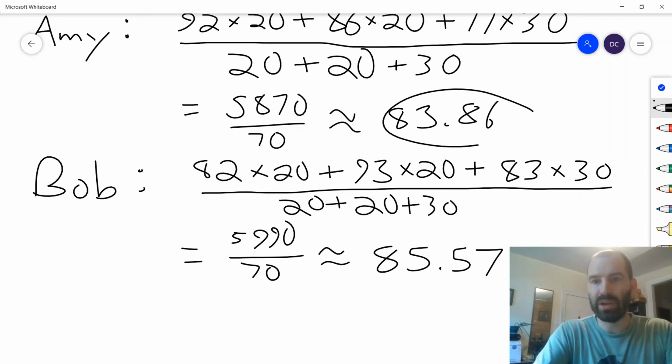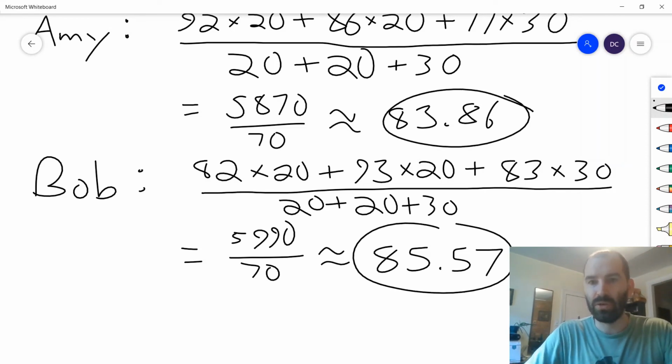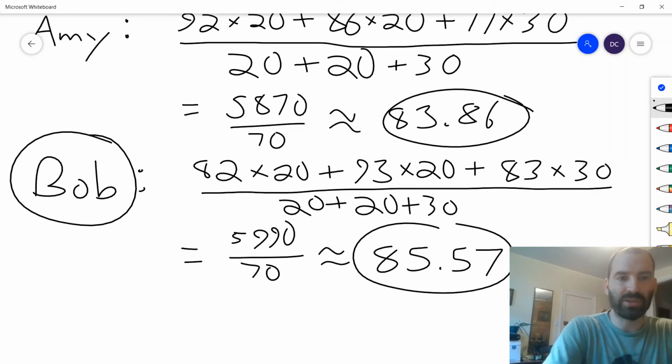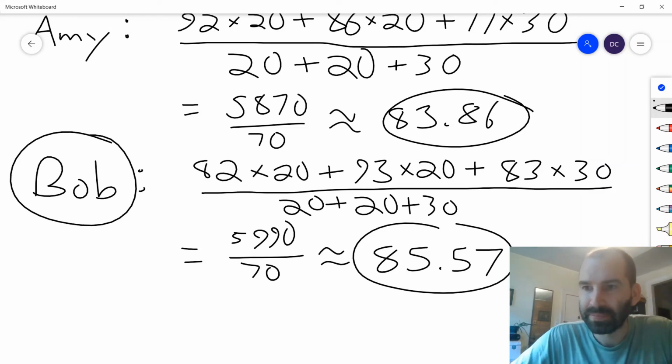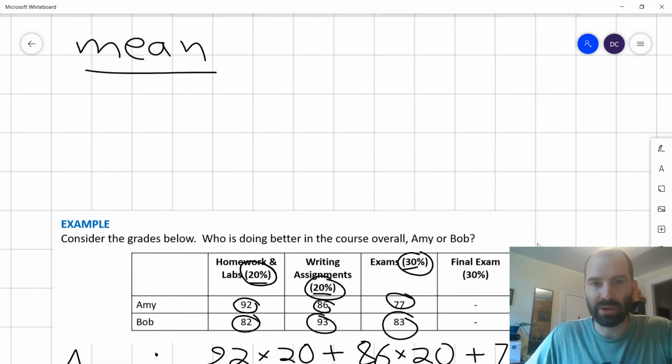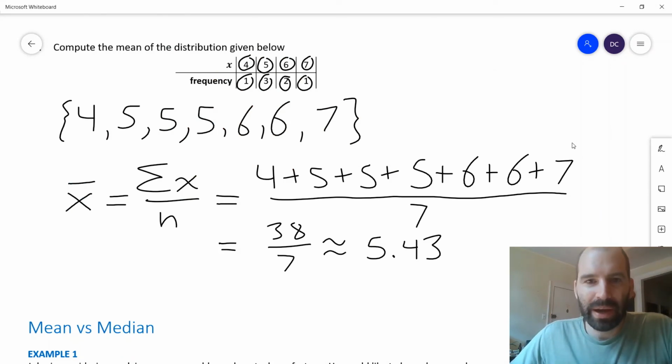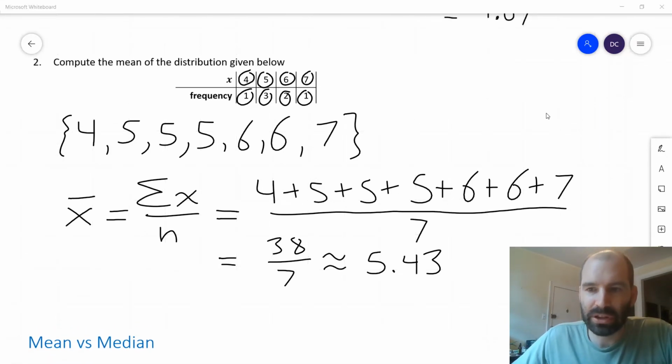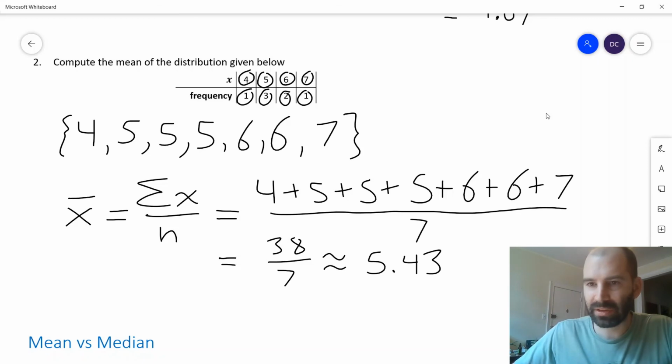So Amy's weighted average, Bob's weighted average. Who did better overall? Just slightly, Bob did. Okay? So this is how we do a weighted average. And I want to point out, as I said earlier, that we actually did a weighted average at the very beginning. All right, so we're going to come back up here and do this example of computing the mean from a distribution using the notion of weighted average instead of the way we did it the first time. Okay, and you'll see it's a little bit quicker, but it's really the same thing.